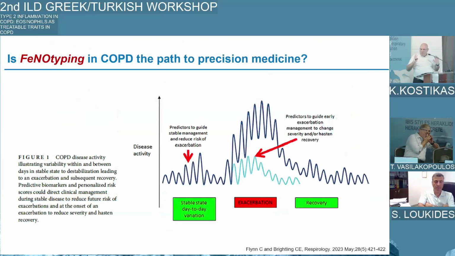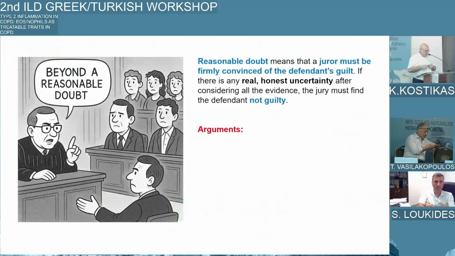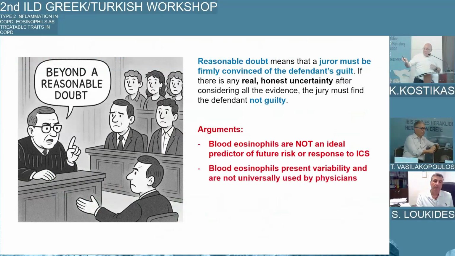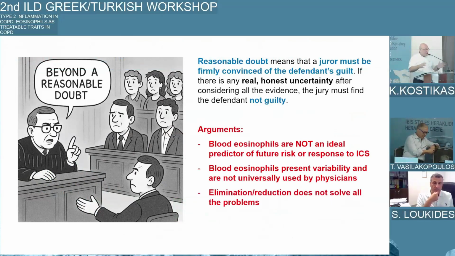So let me put everything together. We probably need to start talking about phenotyping. And these are my arguments to create the reasonable doubt. So first of all, blood eosinophils are not an ideal predictor of future risk because we have contradicting data and also of response to ICS because it's not happening in all of the patients. We need to have ex-smokers to have the best performance. The additional thing is that they have variability and they are not universally used by physicians, and we need to improve that, I agree. And elimination or even reduction does not solve all the problems.